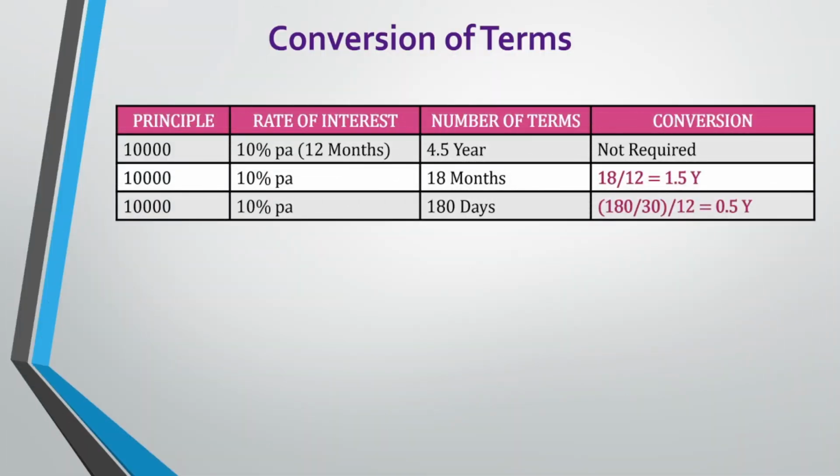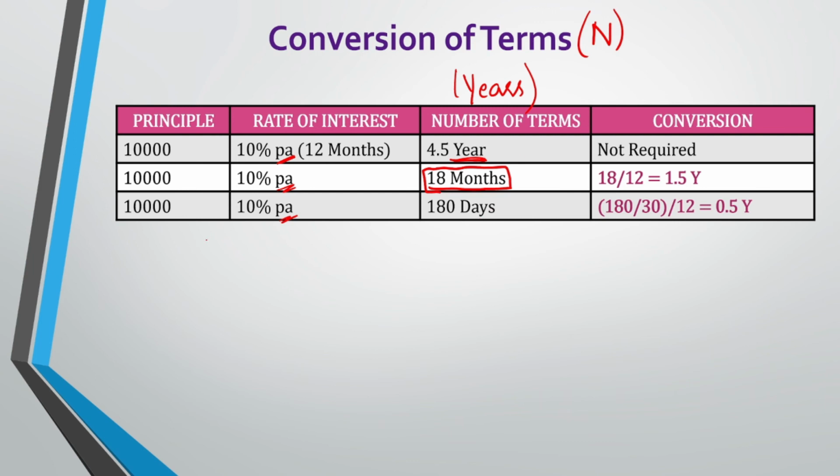Conversion of terms. Friends, now we're going to learn the conversion of N, if it is given in the years format. When we look into the principal, it always remains the same and the rate of interest is already given in the PA format, so no conversion is required. And then we know that the number of terms should be in the years or yearly format. When we look into our first row, it is already given in the years format, so no conversion is required. But when we look into our second row, it is given as 18 months and we know that the number of terms should be in the years format.